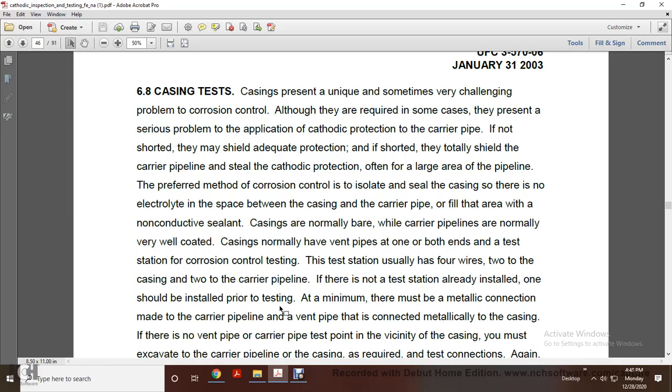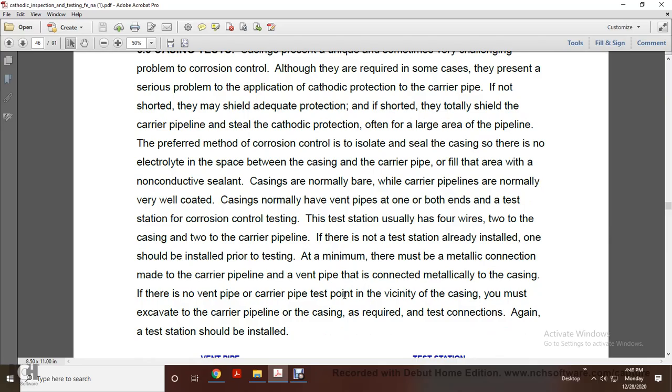The preferred method of corrosion control is to isolate and seal the casing, so there is no electrolyte in the space between the casing and the carrier pipe. Fill the air space with a non-conductive sealant. The casing is normally bare, while the carrier pipeline is normally very well coated. The casing normally has vent pipes on both ends. Corrosion control testing: the test station usually has 4 wires, 2 to the casing and 2 to the carrier pipeline.